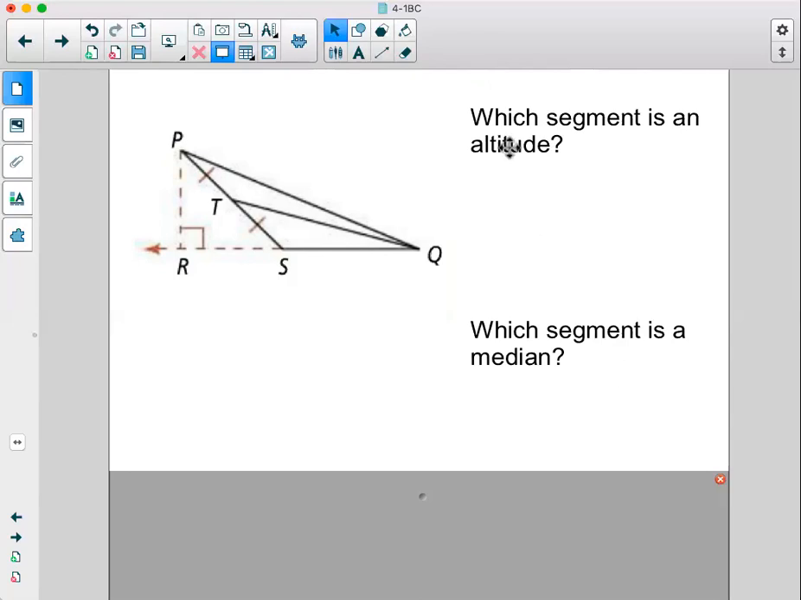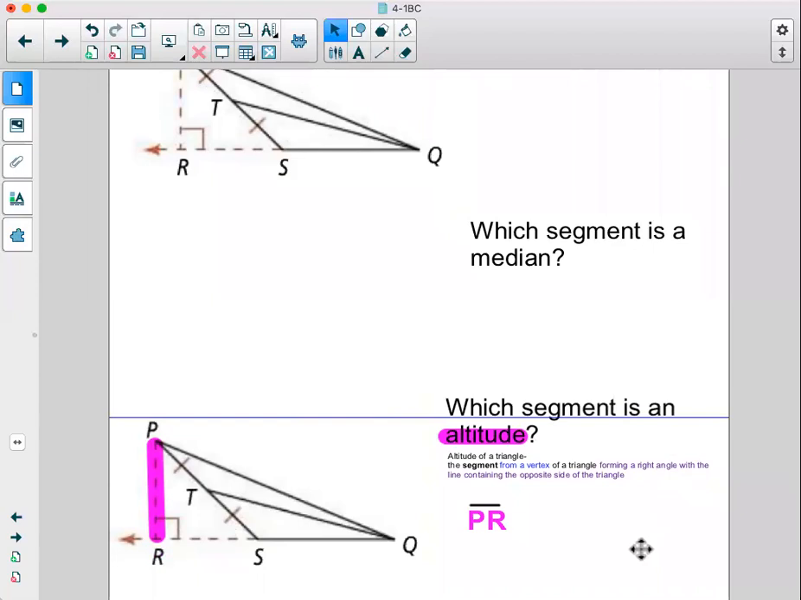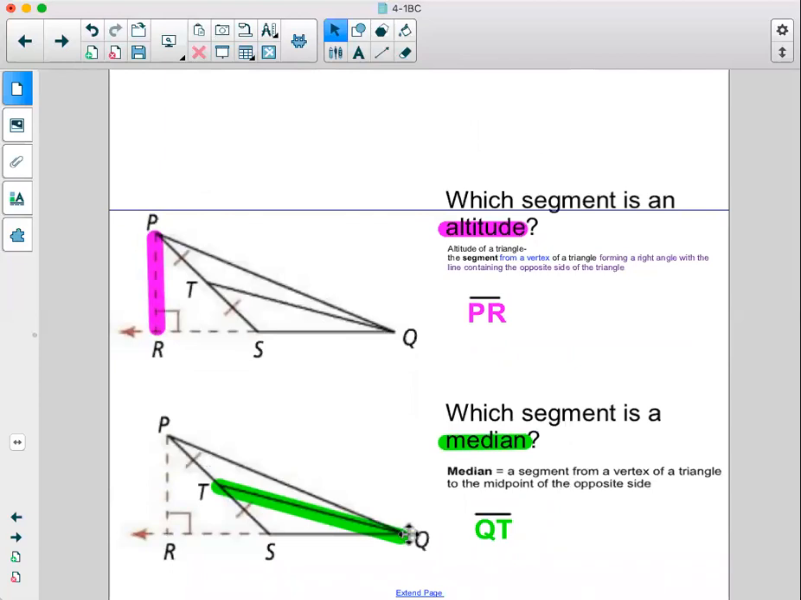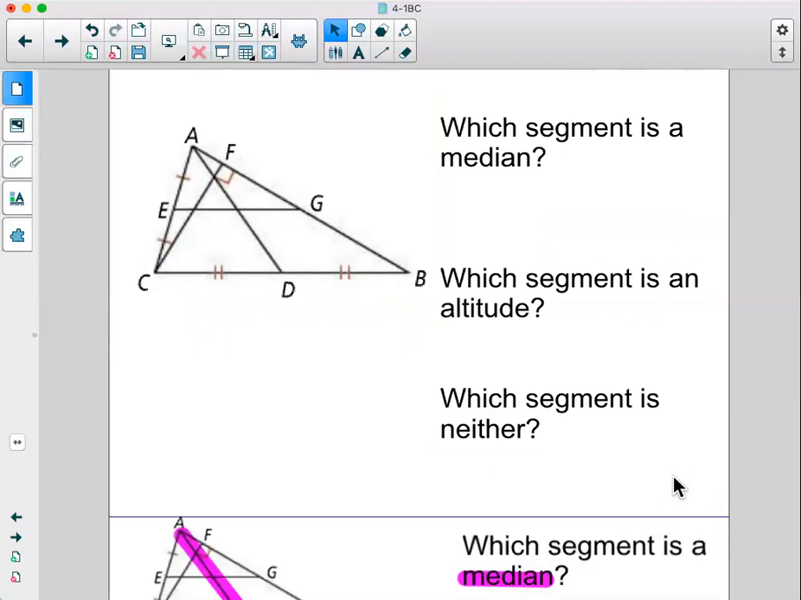Remember, an altitude goes from a vertex and makes a right angle with the extension of the opposite side, or PR. And a median is a segment that goes from the vertex of the triangle to the midpoint of the opposite side, or QT. So pause the video and answer these 3 questions, and then press play for the solution.